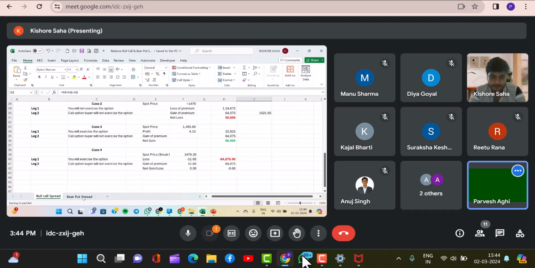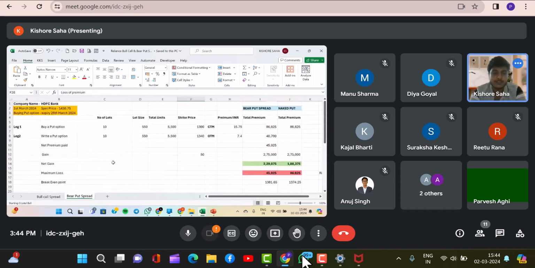Now let's move to the bear put spread strategy. Again, this is a similar example. On 1st March 2024, the spot price is 1430.75. The company is the same, HDFC Bank, and my expiry is also 28 March 2024. Similar is the case: 10 lots, 5,500 units. So here I have chosen the spot price as 1430.75.